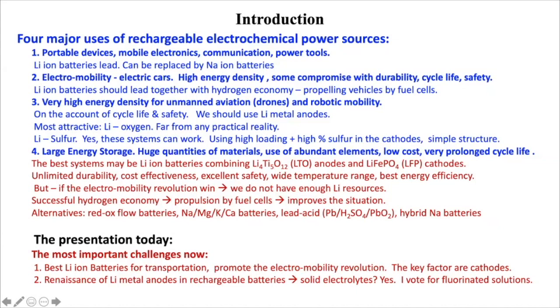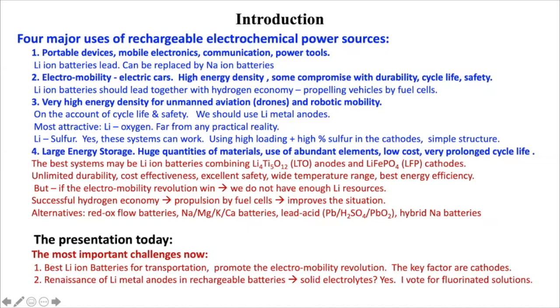The success of powering mobile electronics led to the next challenge, which is electromobility. Here we need high energy density, with some compromise on durability, cycle life, and safety. And this is, I would say, our main challenge today in batteries: to promote the electromobility revolution. We have another challenge of propulsion, which is very high density batteries, especially for unmanned aviation and robotic mobility. Here we need lithium metal electrodes. We want to see the renaissance of lithium metal anodes. Lithium oxygen batteries would be the best if they would work, but we need a lot of research time to make it true. Lithium sulfur is better, and is working.